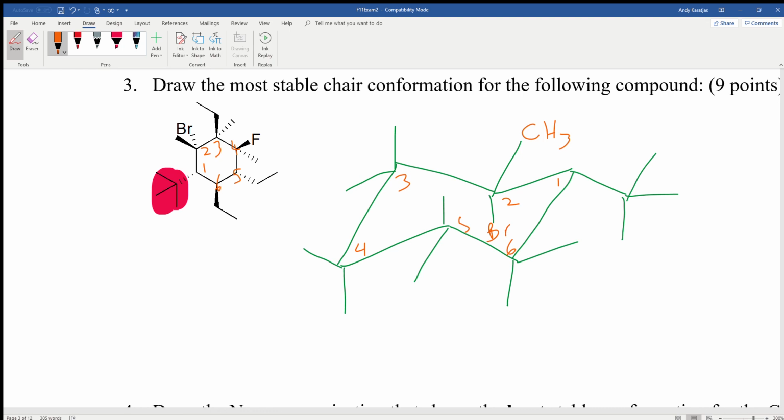Our third carbon has an ethyl pointing up and a methyl pointing down. Carbon 4 has a fluorine pointing up and a methyl pointing down. Carbon 5 has an ethyl pointing down, and pointing up nothing's drawn in, so we know it's just a hydrogen. Carbon 6 has an ethyl up and a hydrogen down. So that is what our chair conformation for this molecule will look like.